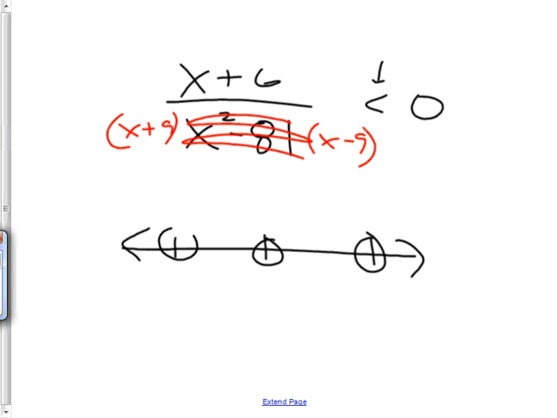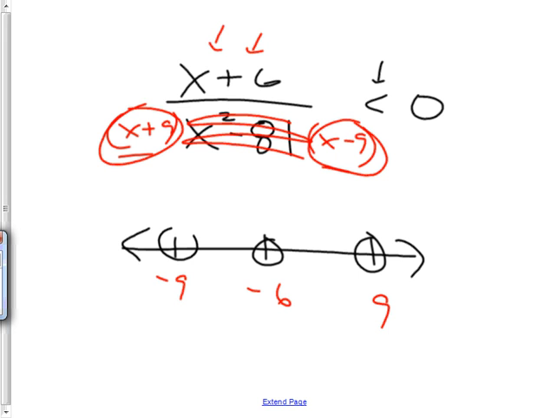And then those become important spots, and so is that. What do I mean by that? Whatever makes the top 0 and whatever makes the bottom 0 are important. So -6 makes the top part 0. I don't know what the other two was. I guess I know it was +9 and -9 and -6. Those are the 3 numbers that are important, that make the bottom 0 and the top 0.